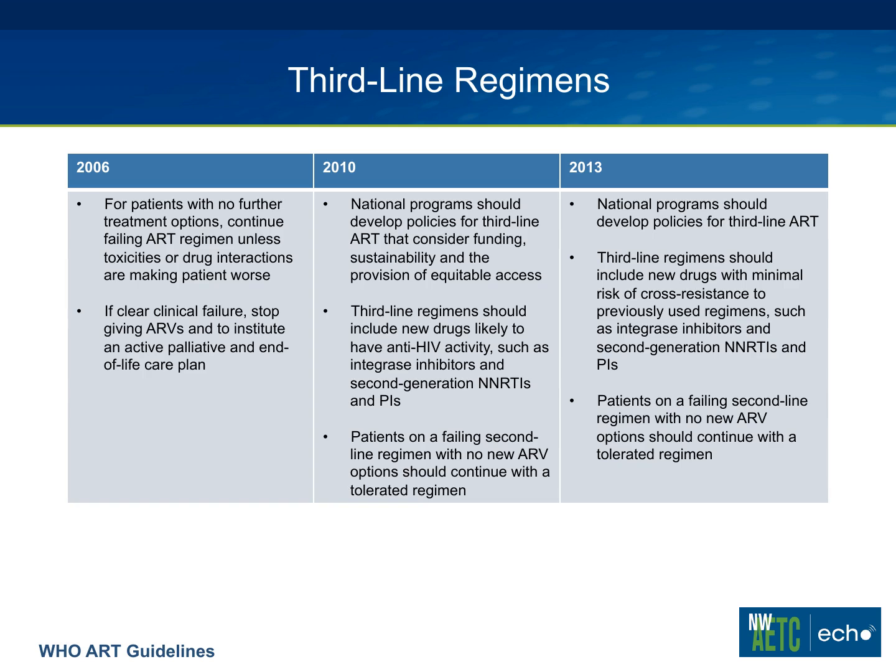In 2010, they first mentioned third-line regimens and said that they should include new drugs likely to have activity, which would be either sort of second-generation NNRTIs or PIs or integrase inhibitors. Again, not widely available. A lot of countries didn't have the funds to do these. And given that people are very rarely switched to second line, being switched to third line is a very rare event.